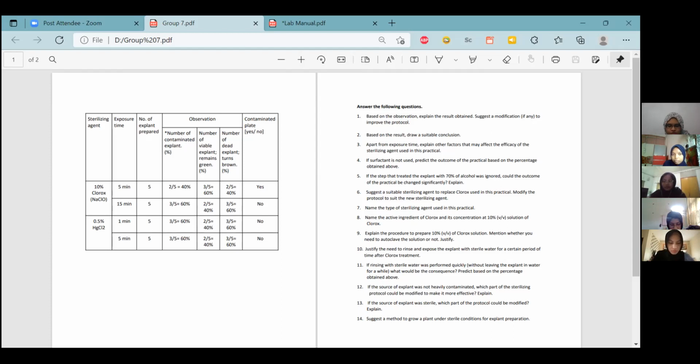Next, if rinsing with sterile water was performed quickly without leaving the explant in water for a while, what will be the consequence? Predict based on the percentage obtained above. My answer is, if the rinsing with sterile water was performed quickly, the percentage of contaminated explants will be high, because reintroduction of contamination will occur. That's all from me. Do you have any question?